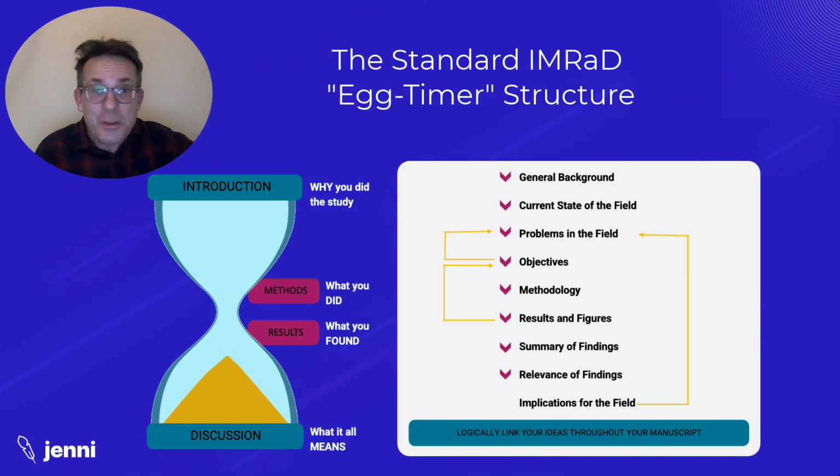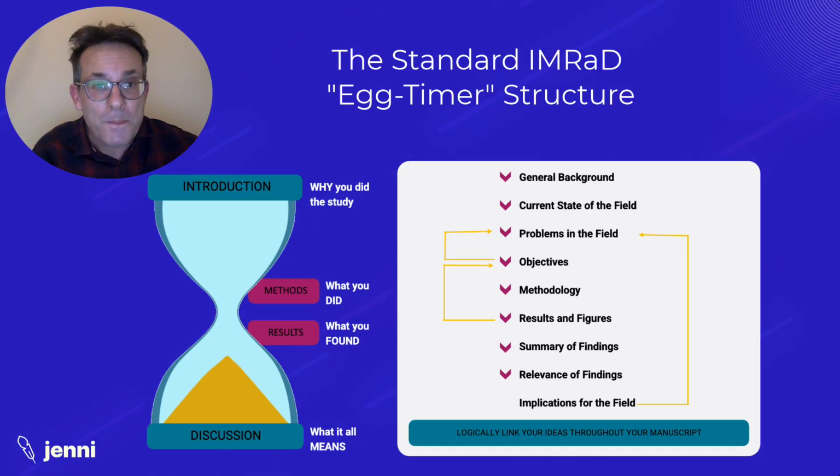You want to begin your discussion by talking about the answer to the question, to the issue that your paper addresses, and then get broader, get more interesting, get more outward, get more thinking about the broad significance of the study itself. This is the IMRAD egg timer shape for academic articles.